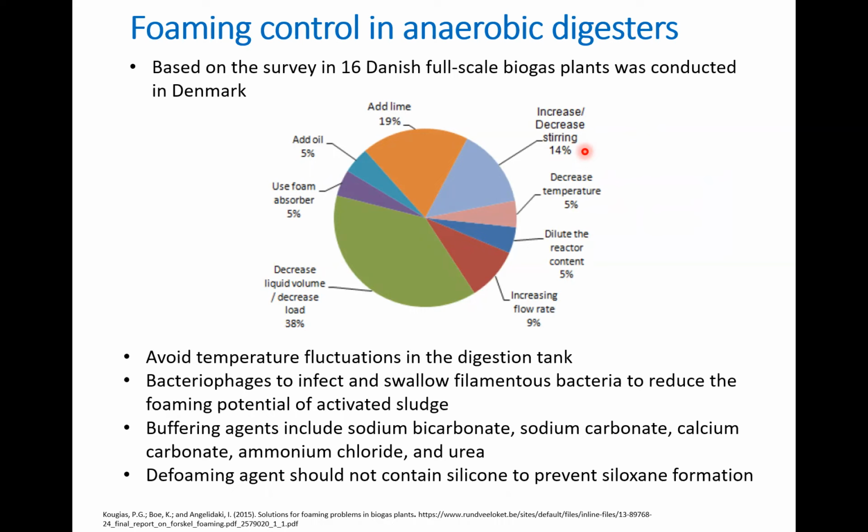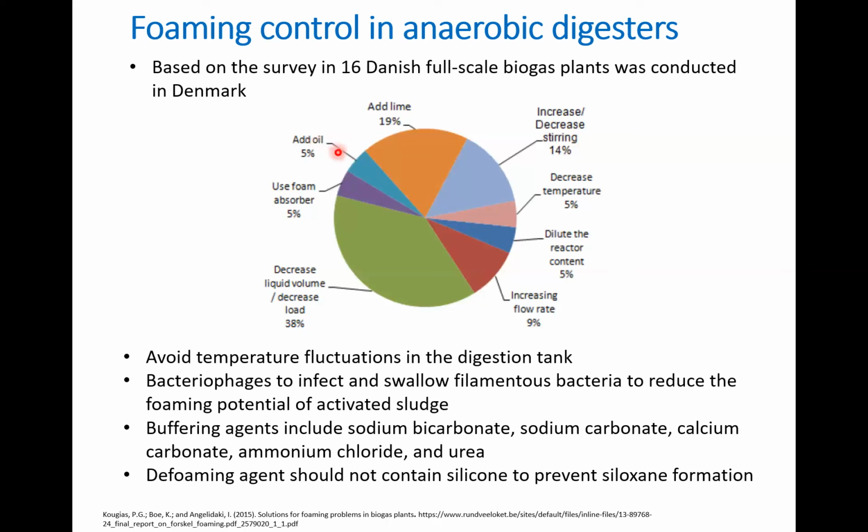Increasing the flow rate. Also, basically you control the flow rate. If you have this kind of high turnover, you may also reduce the foaming. However, increasing the flow rate means that you reduce the HRT, but still, based on this study, only 9% said that if you decrease the HRT, you may be able to decrease the foaming. But again, all of these measures, all of these techniques to control the foaming, depend on the system and on the substrate.